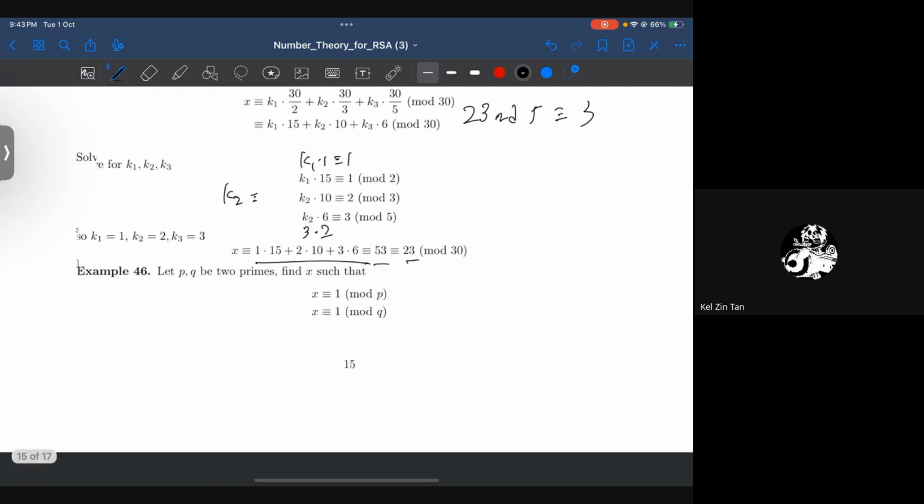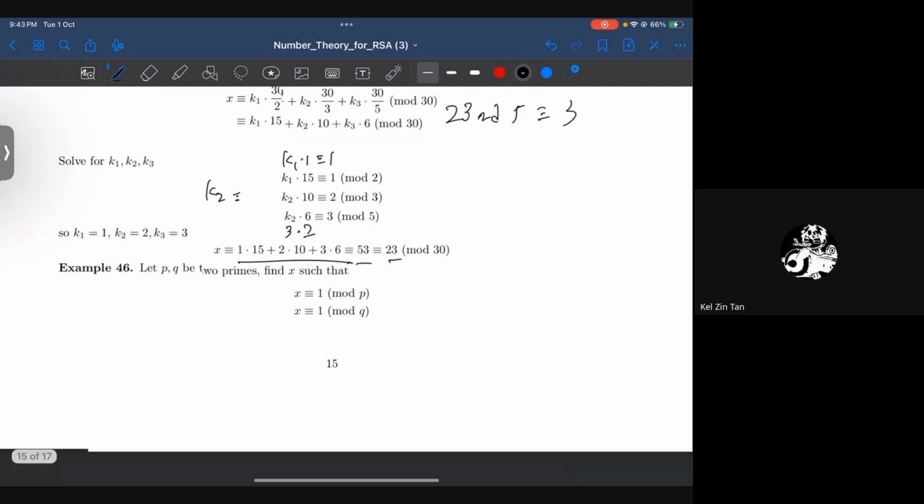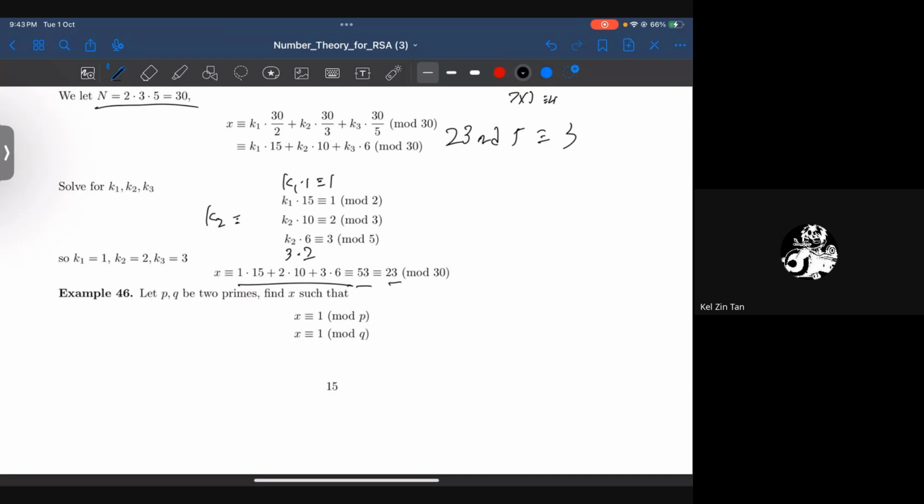Okay, and then the final example. Suppose we have two primes. We want to find the x such that x is congruent to 1 modulo p and x is congruent to 1 modulo q. So it could be very complicated, right? We might not know p and q. In the case of RSA, sometimes we don't know p and q. But here we know that the answer is 1.